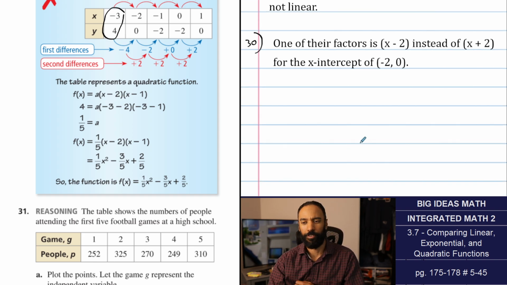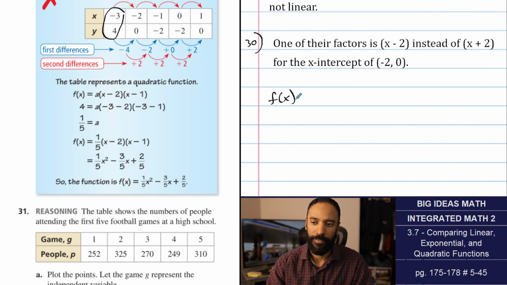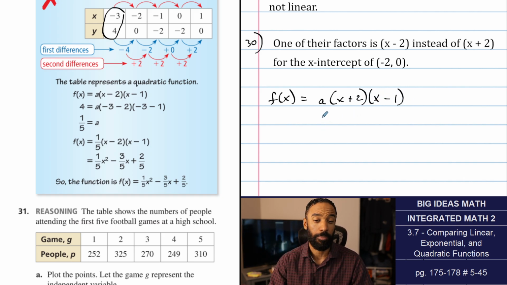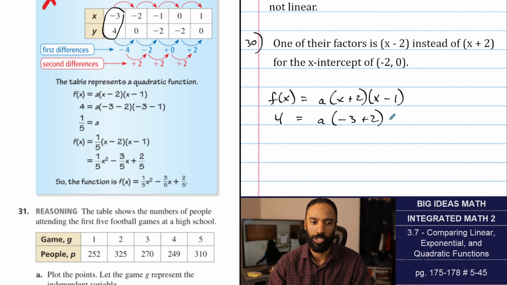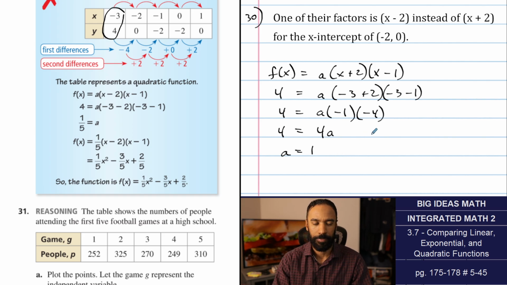I don't know if it'll have fraction implications anymore. We'll see how it changes. So f of x equals a times x plus 2 times x minus 1. I'll even substitute the same thing they did. I would have rather plugged in 1 and 0, but let's just keep the same things otherwise. 4 equals a times, this is negative 3 plus 2 times negative 3 minus 1. And that is negative 1 times negative 4. So, this will clean up a little bit better, which is great. So A is going to be 1 in this case.